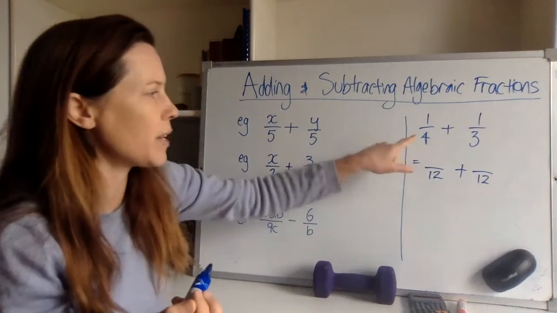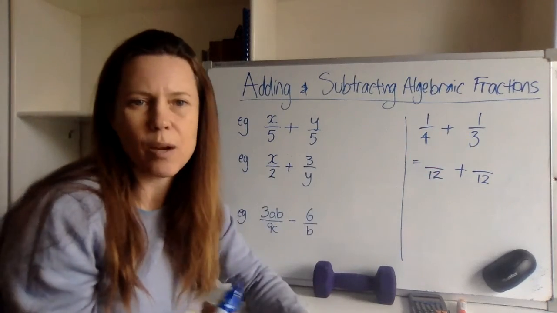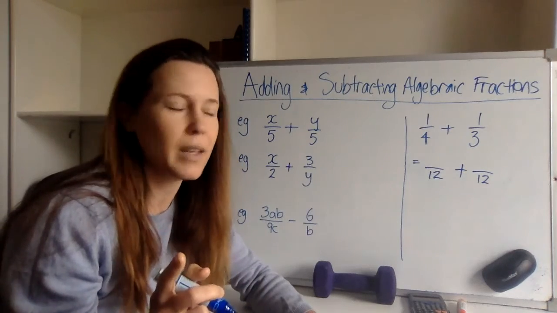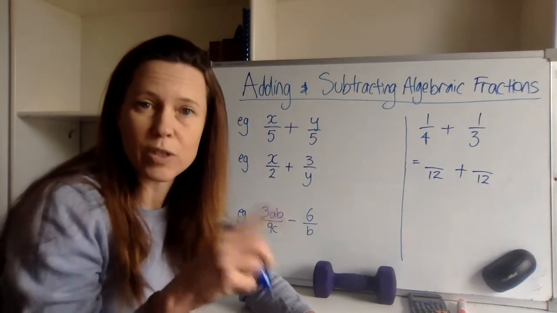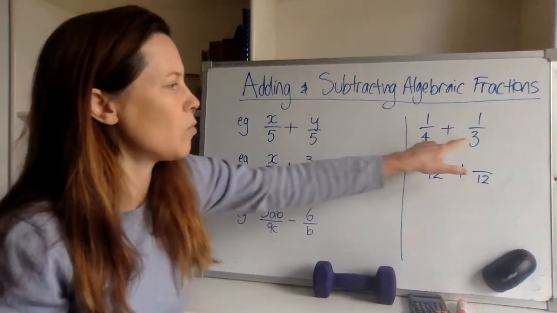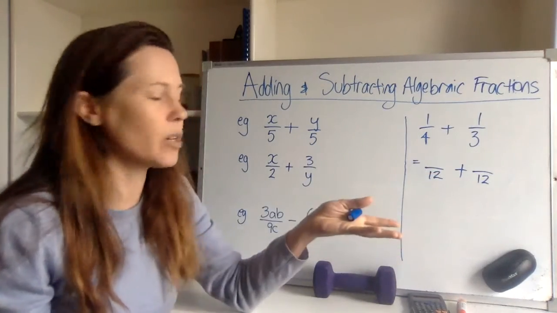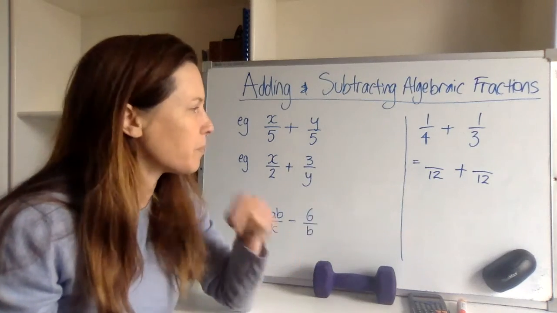For example, if I was adding quarters and halves, I wouldn't need to make eighths, I could just make quarters, and that's because 4 is the lowest common multiple of 4 and 2. So always have a look at what common denominator you're making and check whether it's a sensible one. It's best if it's as low or as small as it can be.